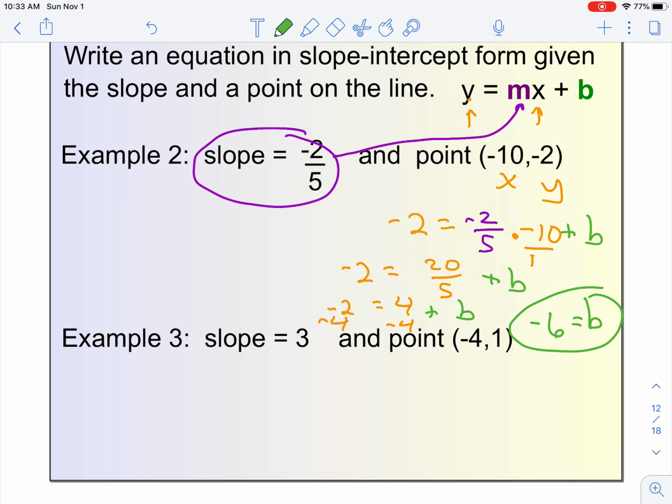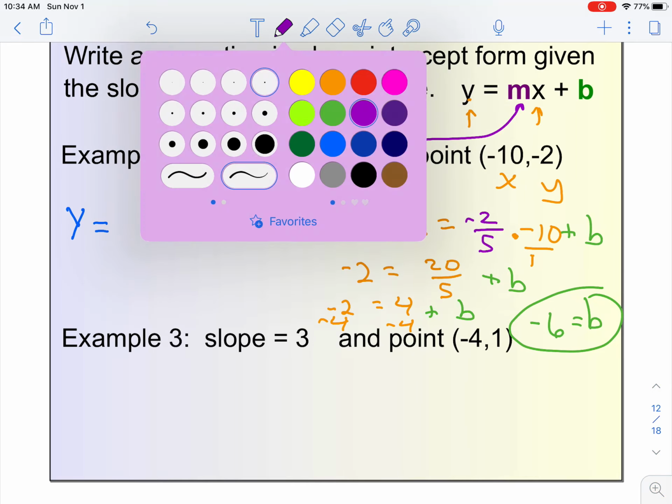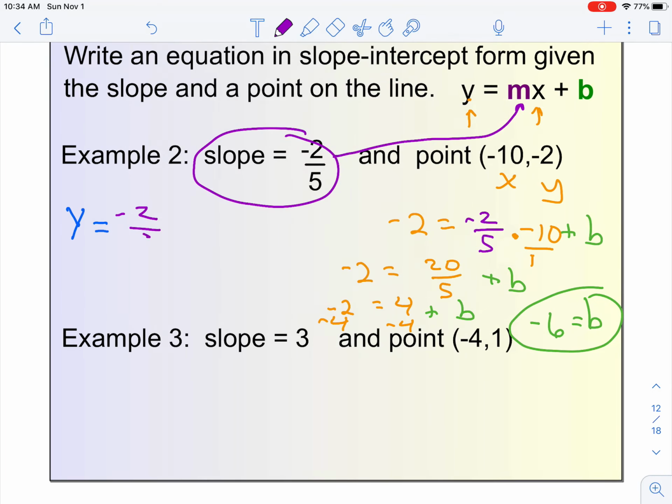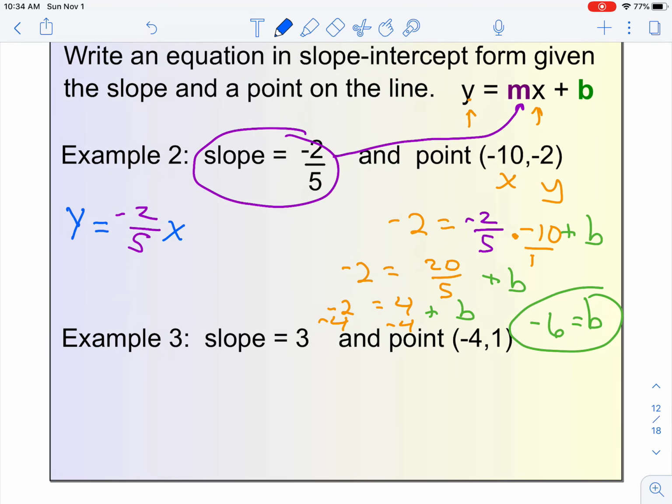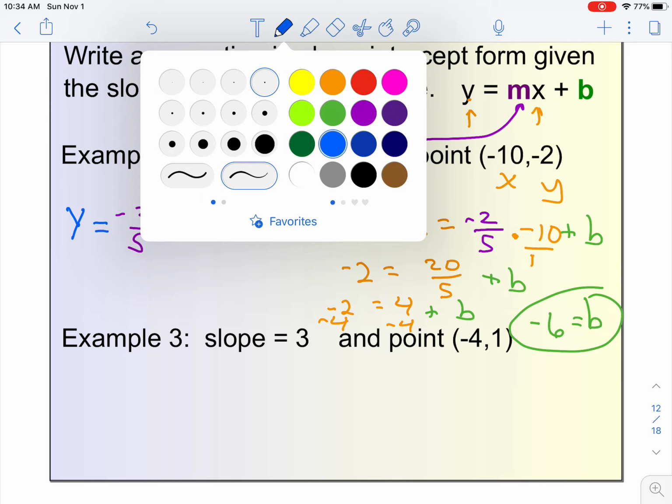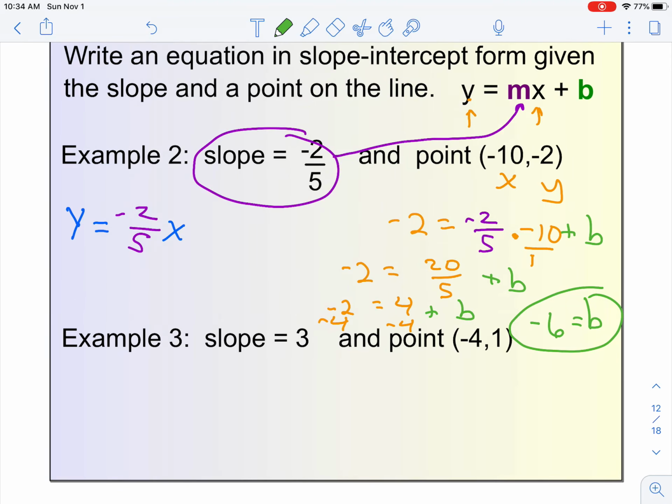So I have my slope, I have my y-intercept. Now I have all the pieces I need to write the equation. So I write y equals, I'm going to color code this. Here's the slope that we were given, -2/5. We always leave those x and y's in there. And then I have my b value, which is plus a -6, or just -6.